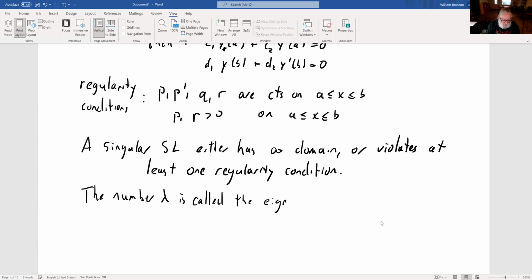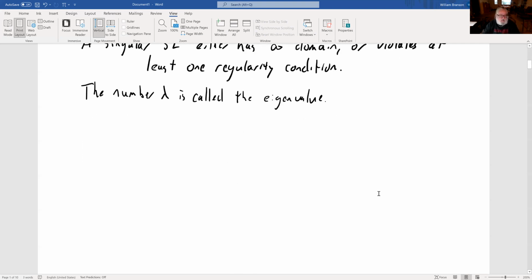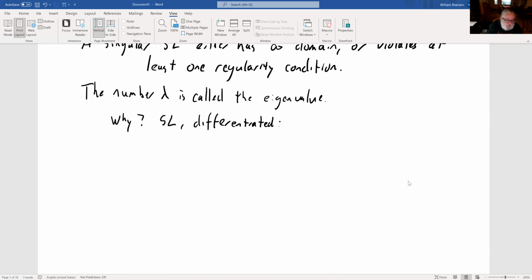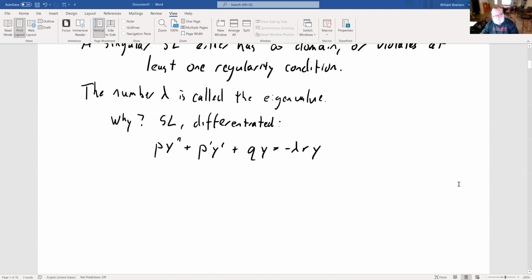And also, the number lambda is called the eigenvalue. Why is it called an eigenvalue? Well, take the Sturm-Liouville equation and differentiate the first term, which is p times y'. You have to use a product rule there, and you get p y'' plus p' y' plus q y equals minus lambda r y. So we differentiate that first term and move the minus lambda r y over to the right.